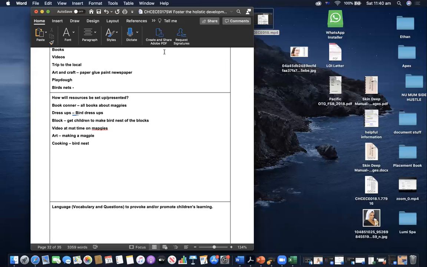Tell me how you're going to set all these things up. Are you going to have it on like, so my dress ups, they'll be in home corner, hanging on the clothes rack. Book corner, you might display them all in the book corner. You might put some leaves or something to make it more decorative, or even little tree things or whatever. But you get my hint, okay? Language, what questions are you going to ask?